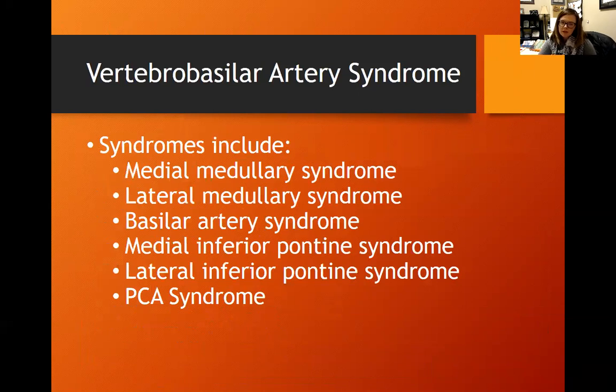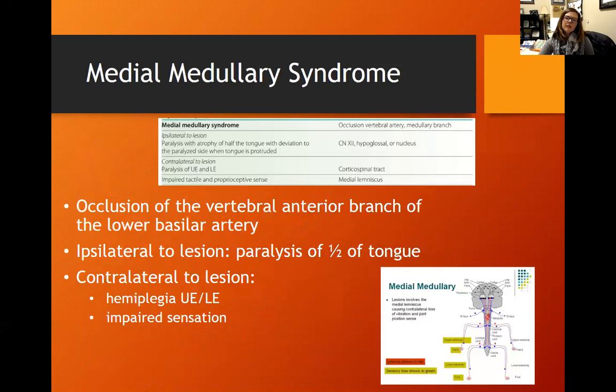Guys, just think vertebral basilar artery because it's the posterior blood supply, brainstem signs and symptoms, and typically ataxia, coordination dysfunction. And we're going to go through to make this more clear. So medial medullary syndrome, you're going to have ipsilateral to the lesion, same side of the lesion, because if you think back where things cross, paralysis of half the tongue, contralateral to the lesion, they may have some hemiplegia in the upper and lower extremity and impaired sensation.